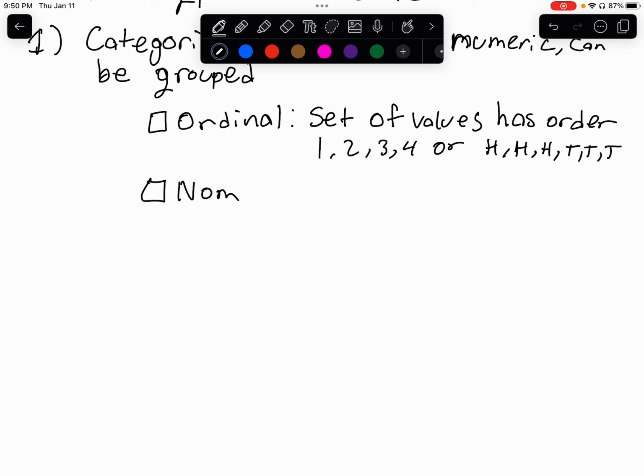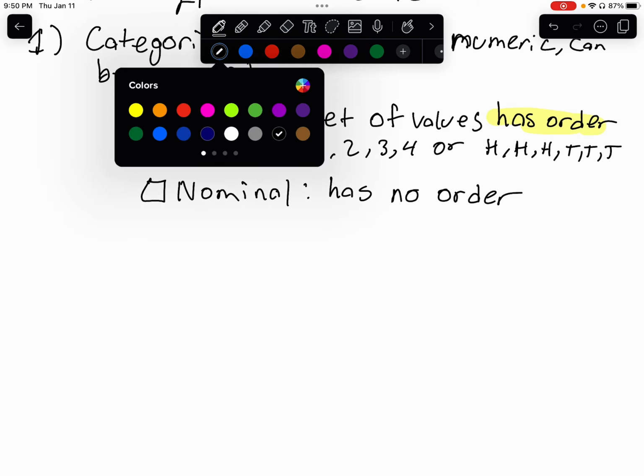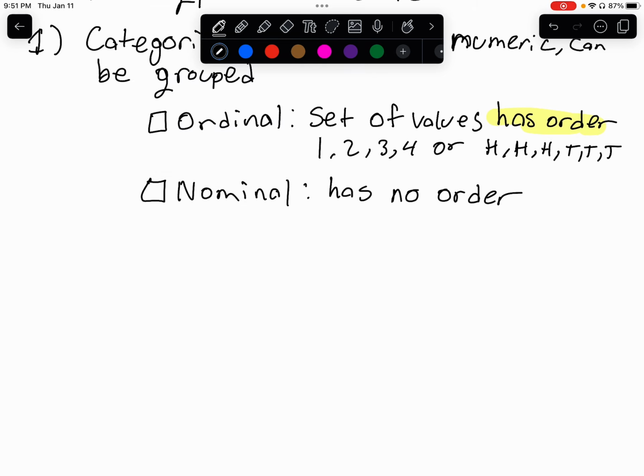Next one is nominal. So this one, the keyword for the last one was it has an order. This one, same thing, same definition, set of values, but has no order. So a little bit more random, right? So say we're going to try to predict the balls, remember back in the height, or even there's numbers. So it'll be 4, 2, 1, 3, and in the other, tails, heads, tails. So keeping it a little bit more random.